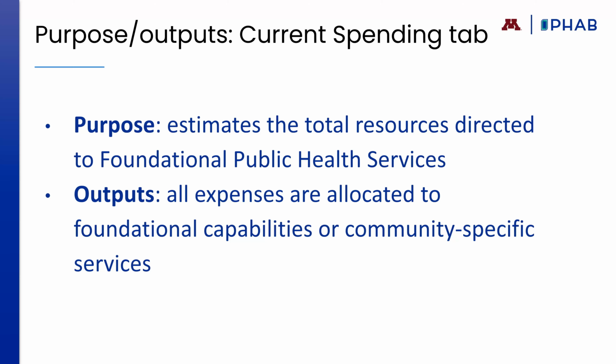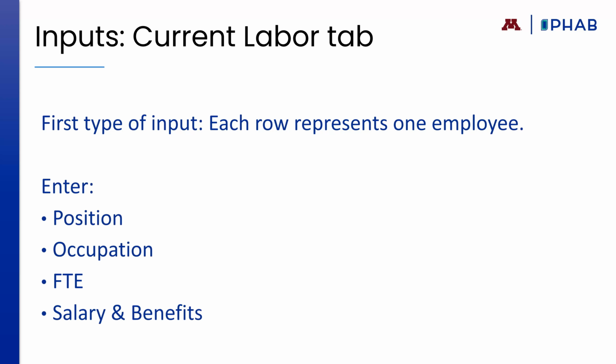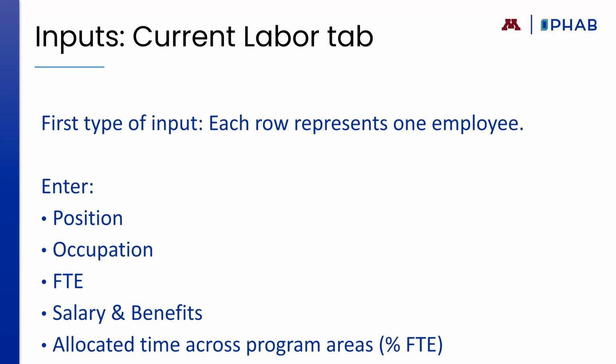In order to calculate tab inputs, you will need to have several collections of data ready to input into each tab. Let's start with the Current Labor tab. Each row represents one employee. You'll need to enter their position, occupation, FTE, salary, and benefits. You'll also break down how their time is allocated across different program areas using percentage FTE allocations. Once these details are entered, the worksheet automatically aggregates the data by occupation category.